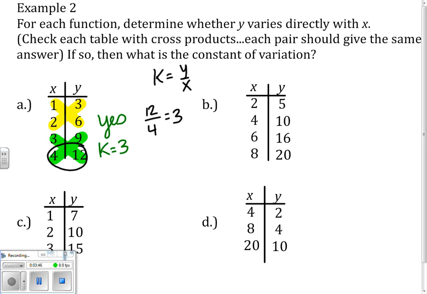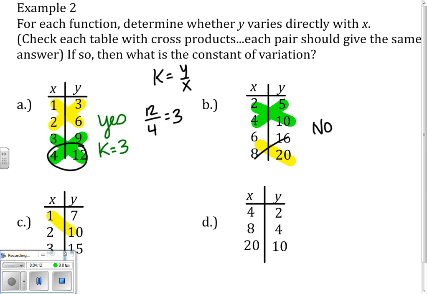Taking a look at letter B, the cross products. 2 times 10 is 20, 4 times 5 is 20. Good, you should always check another set. 6 times 20 is 120. 16 times 8 is not 120. It's 128. So that one looks like it's a yes, but it actually ends up being a no at the last product check. Always should check more than one.